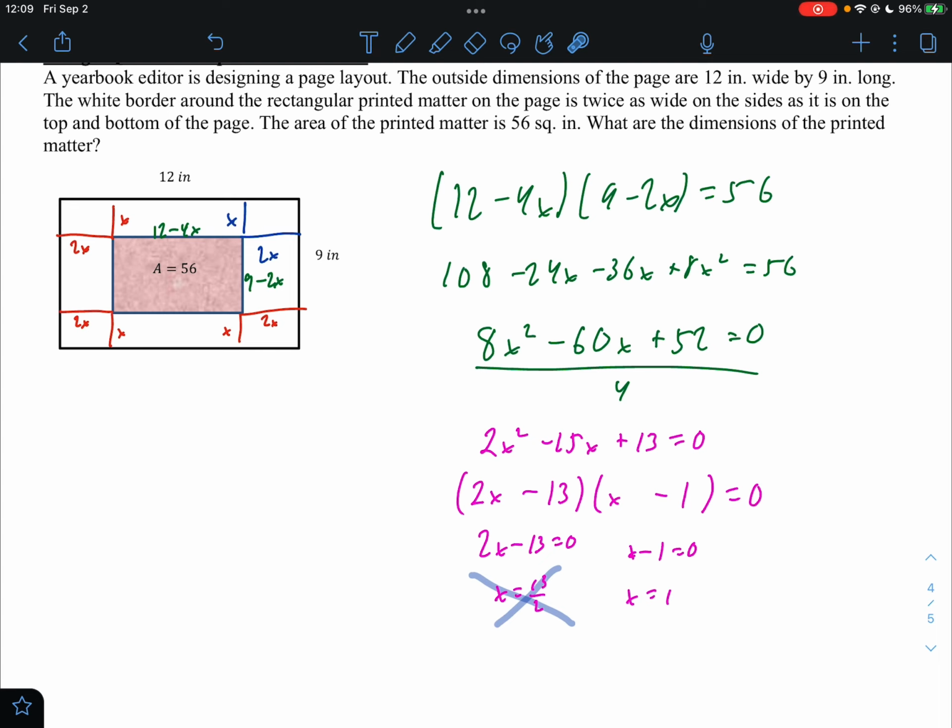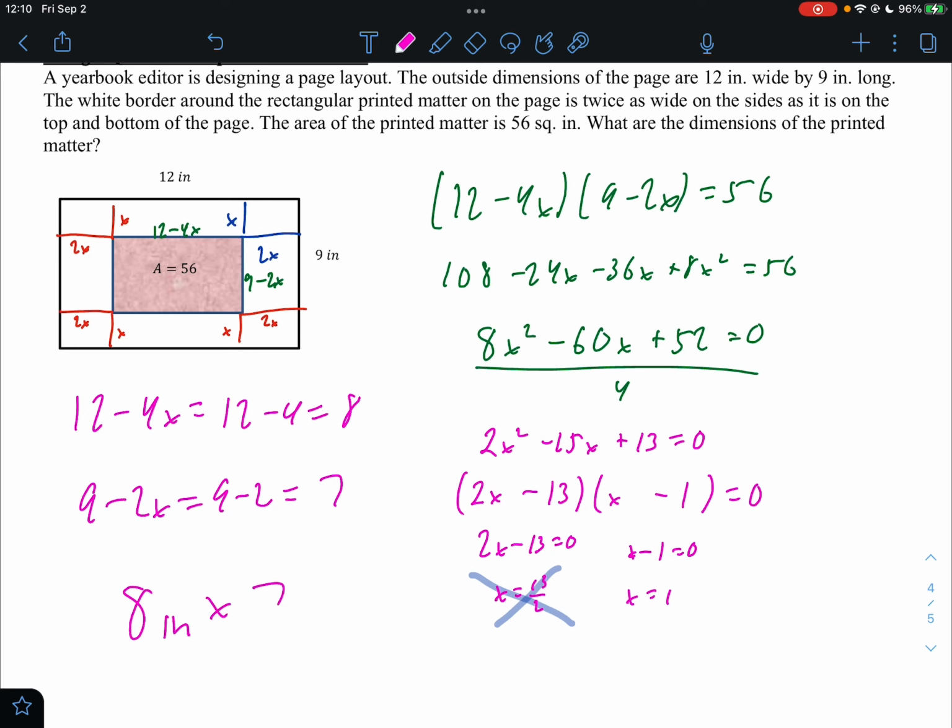So the question says, what are the dimensions of the printed area? Well, 12 minus 4x would be 12 minus 4, which is 8. 9 minus 2x would be 9 minus 2, which is 7. So dimensions are 8 inches by 7 inches. And double checking that, that does give us 56 square inches of matter.